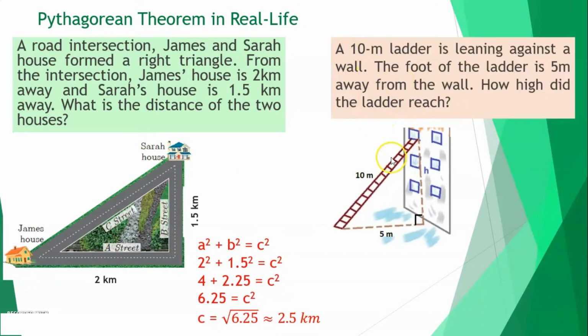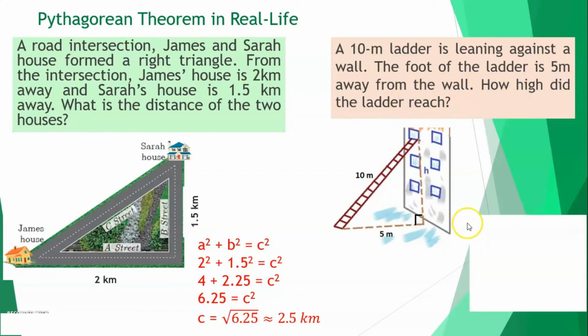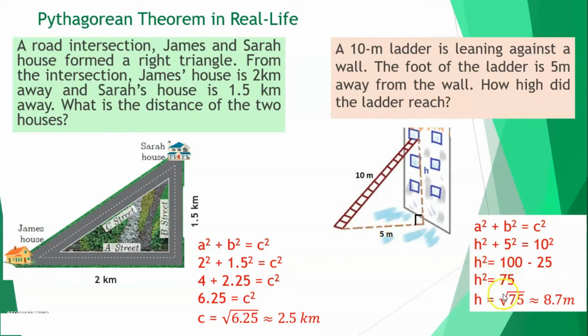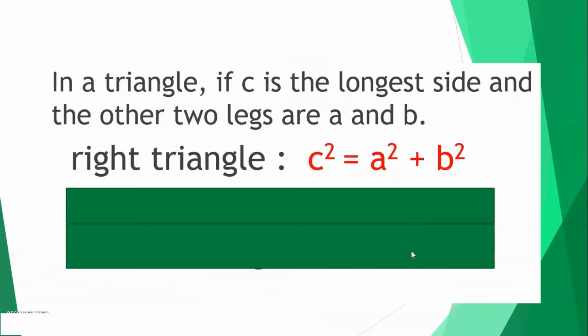Okay, another. A 10-meter ladder is leaning against a wall. The foot of the ladder is 5 meters away from the wall. How high does the ladder reach? Making use of the Pythagorean theorem, we don't know the height. Our b here is 5 and our c is 10 squared. Simplifying, and getting the square root of both sides, our height here is the square root of 75, or approximately 8.7 meters.